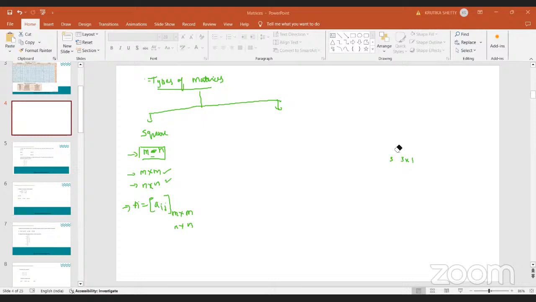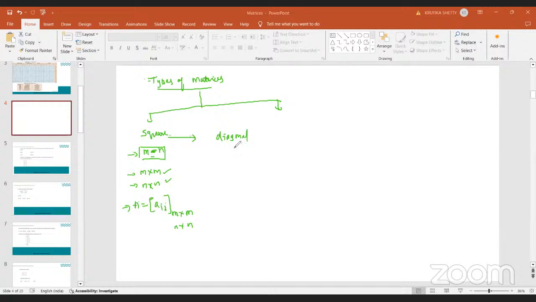The remaining types. All these matrices are linked with square matrices, so I've kept square matrices as it is. The first type in square matrix that we are now discussing is the diagonal matrix.